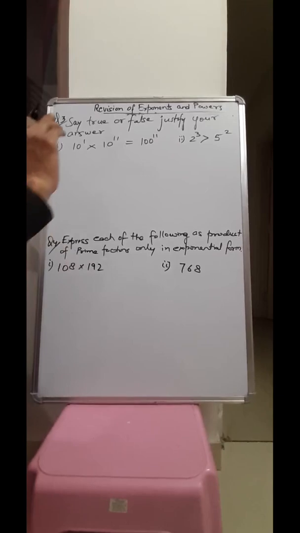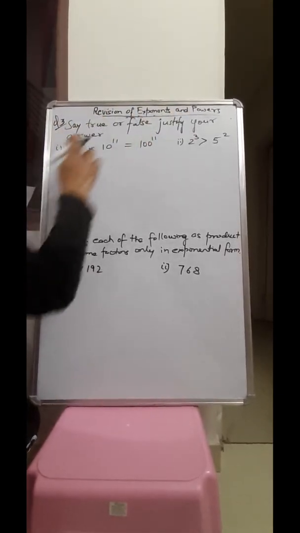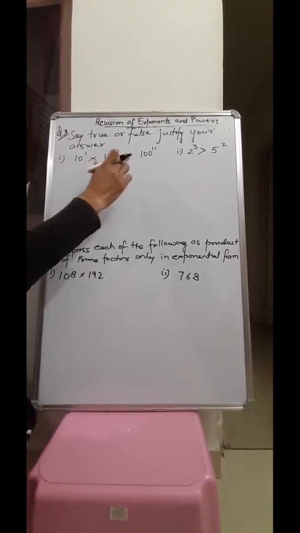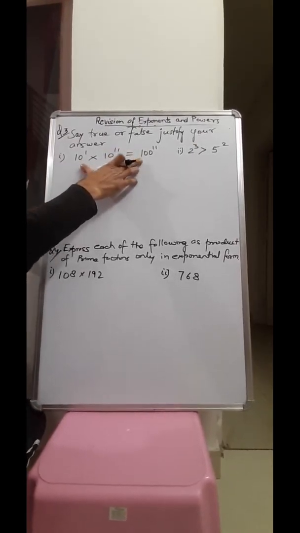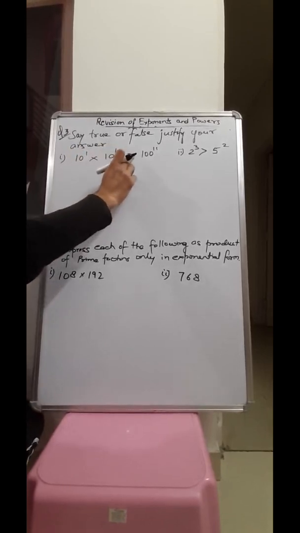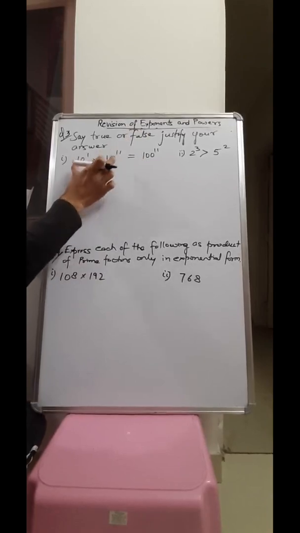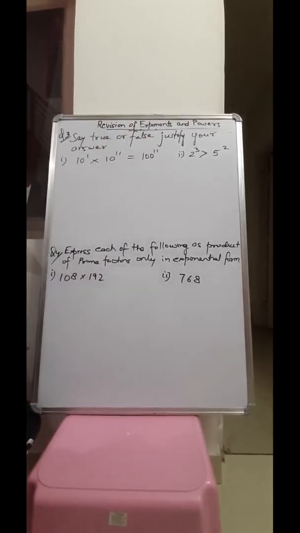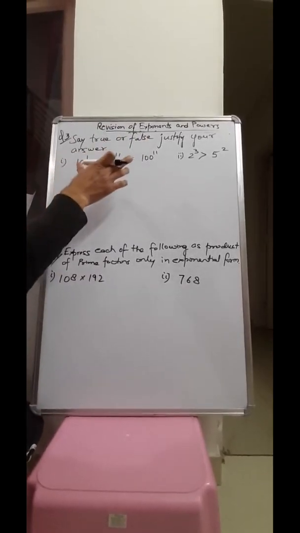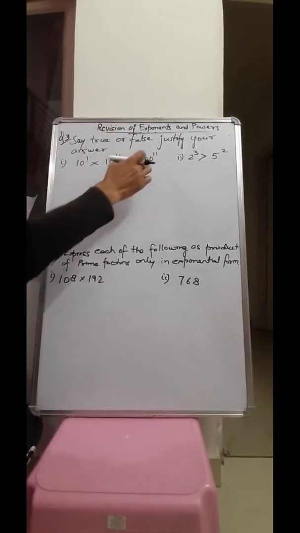Now students, question number 3 is: say true or false and justify your answer. So here in the first part it is 10 raised to power 1 multiplied by 10 raised to power 11 equal to 100 raised to power 11. We have to see whether the left hand side is equal to the right hand side. If the left hand side is equal to the right hand side, then it will be true. If it is not, then it is false.